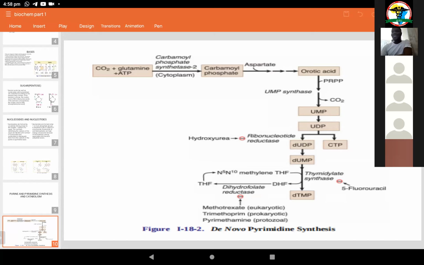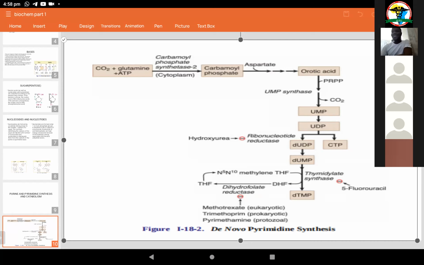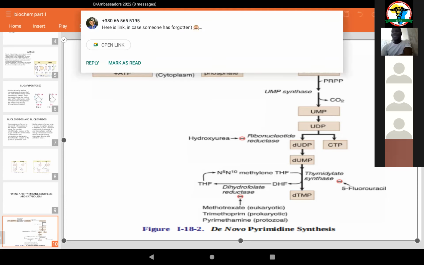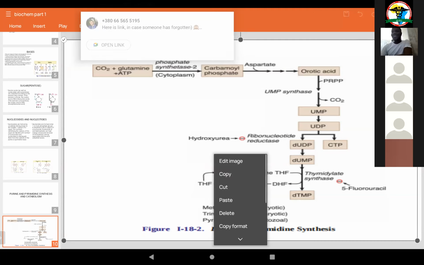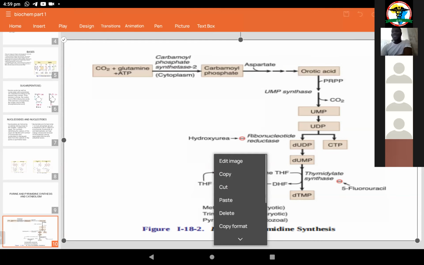And inhibition at any step in this pathway will lead to what? Reduction in DNA synthesis. So as you can see, you have your CO2 and glutamine that come together with carbamoyl phosphate, then go on until you come to uridine diphosphate. Your uridine diphosphate, as you can see from here, is what is converted to thymidine by thymidylate synthase.